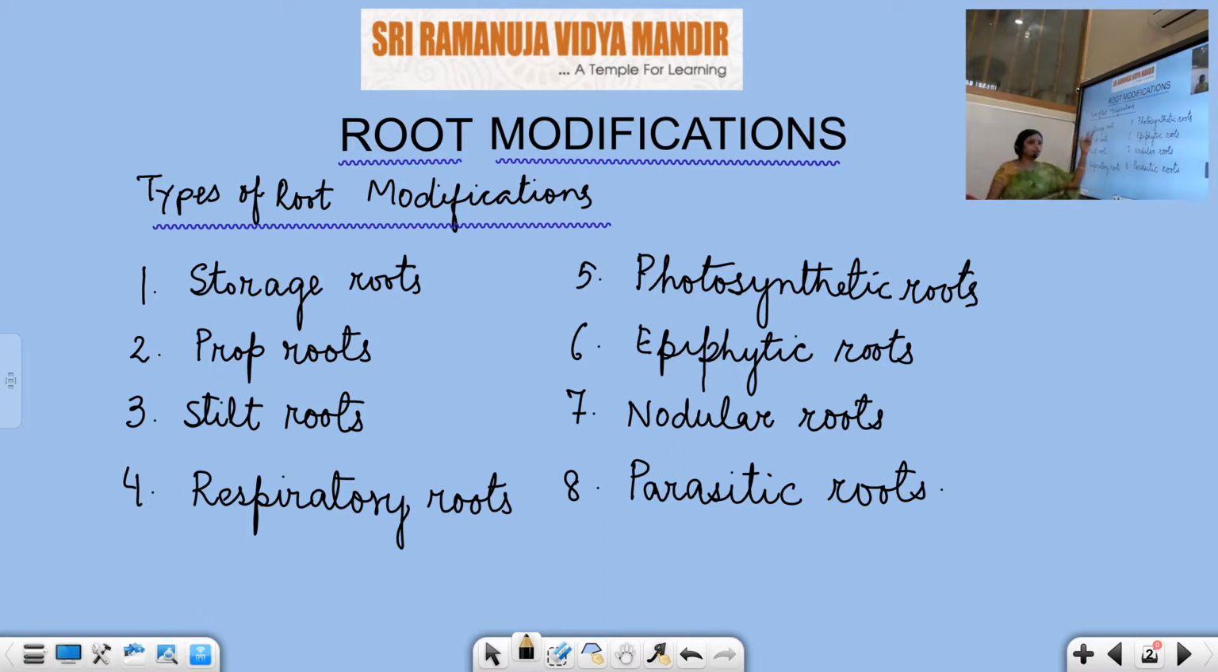Storage roots: the examples are carrot, radish and beetroot. You have to remember all the examples. Conical tap root, example is carrot; spindle-shaped or fusiform, example is radish; and napiform, example is beetroot. Similarly, prop root example is banyan tree, and stilt roots we have seen in sugarcane and maize.